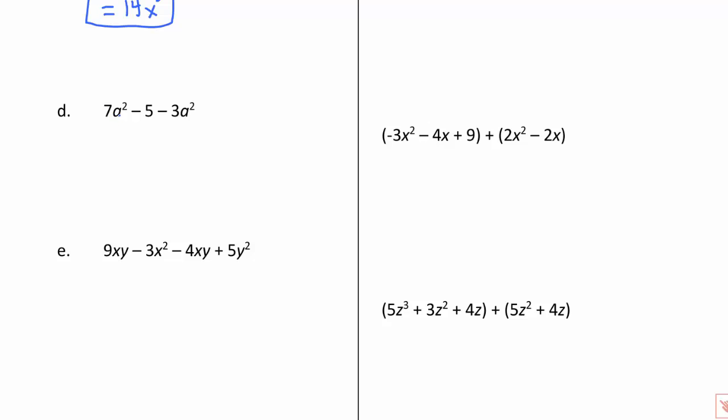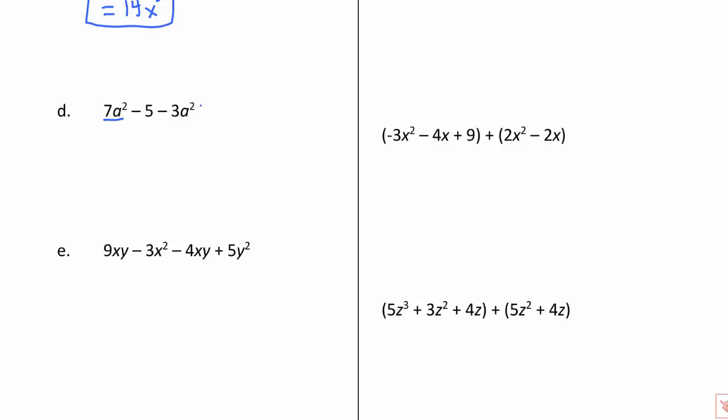D. 7a squared minus 5 minus 3a squared. Well, this time notice that we have three terms. So this is actually a trinomial here. And we want to figure out if there are any like terms. I'm going to start with the first term, 7a squared, and ask myself, is 5 a like term with 7a squared? The answer is no, so I can't combine those two.